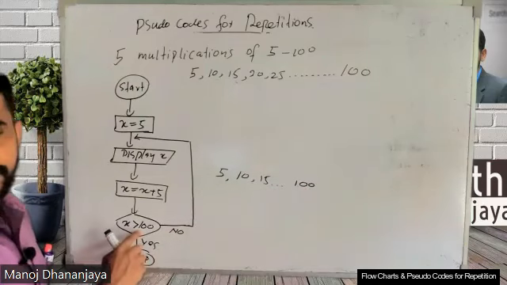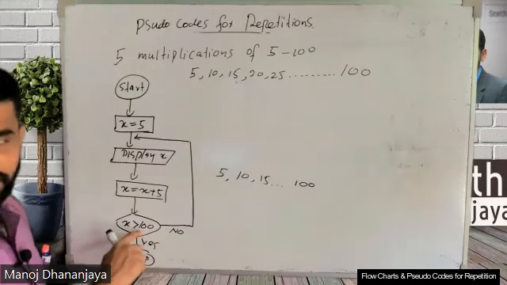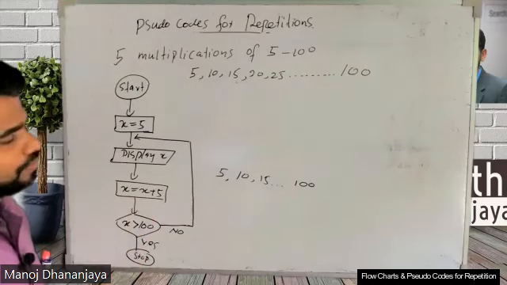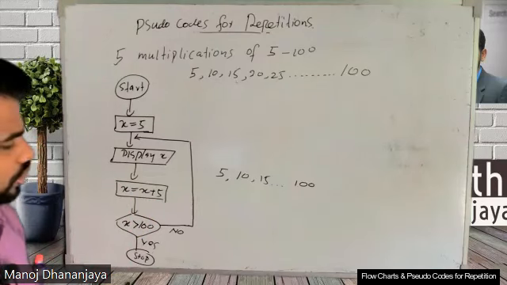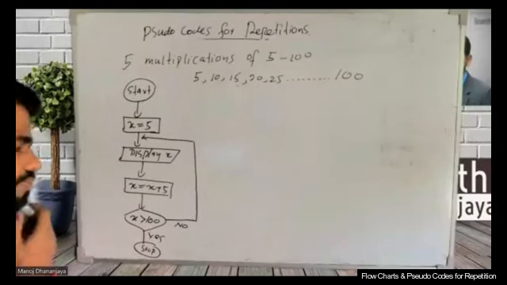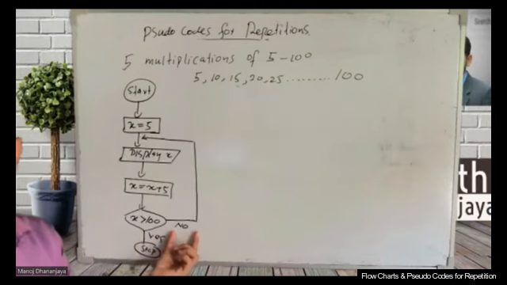Here, there is no need for the equal sign. Without an equal sign, 100 will be displayed. When you put greater than, there is no need for the equal sign to get the final answer as 100. Then it's okay. We can display 5 to 100, multiples of 5, according to this flowchart also. Now, clearly you can see the answer no is repeated.